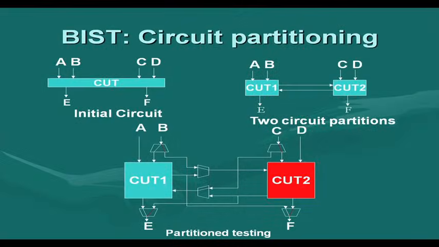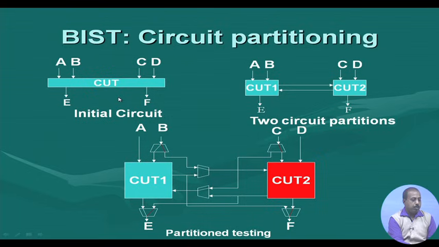As far as power reduction in BIST is concerned, another possibility is to partition the circuit. For example, suppose we have a circuit which has inputs A, B, C, D and two outputs E and F. It may be possible to divide the circuit into two parts, circuit 1 and circuit 2. Naturally, since they are part of one circuit, there will be lines running between the two circuits: some signals from circuit 1 will go to circuit 2, and something from circuit 2 will come to circuit 1.